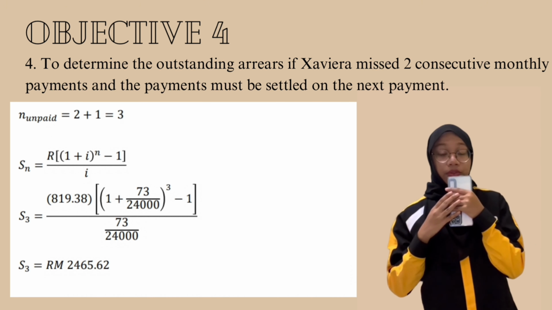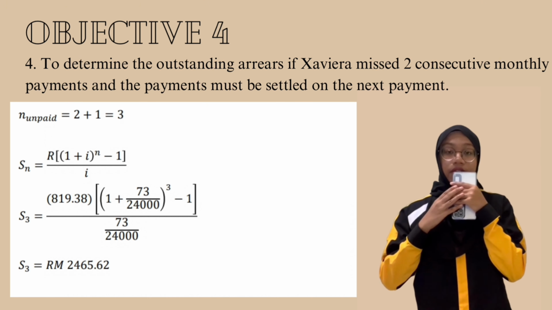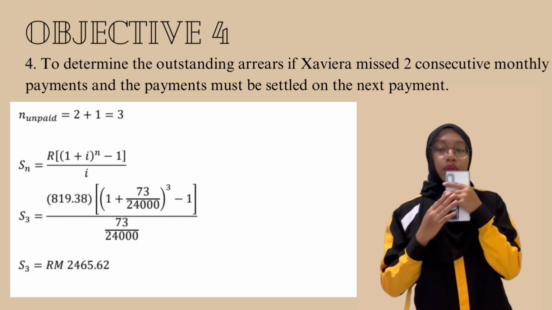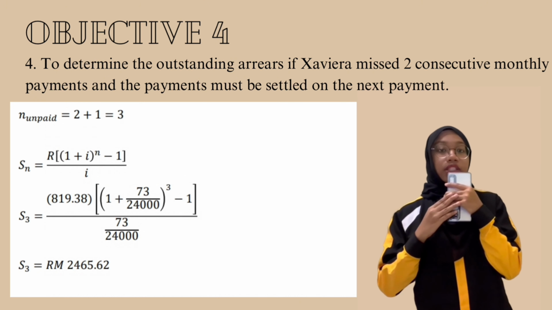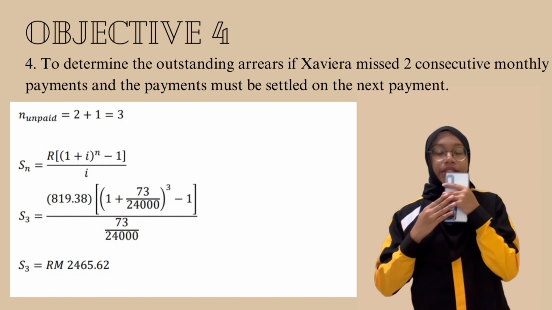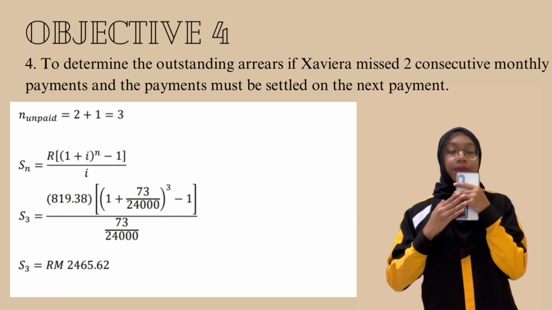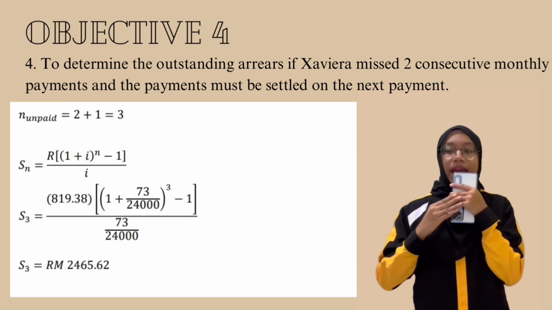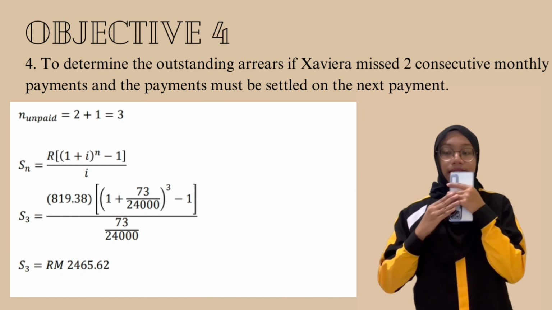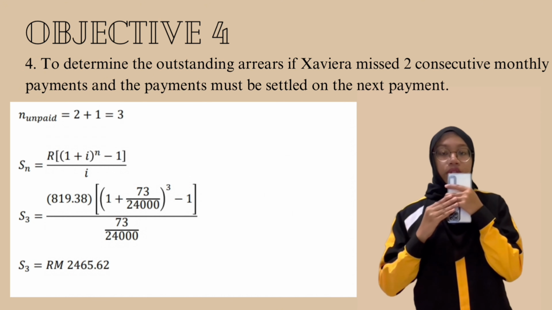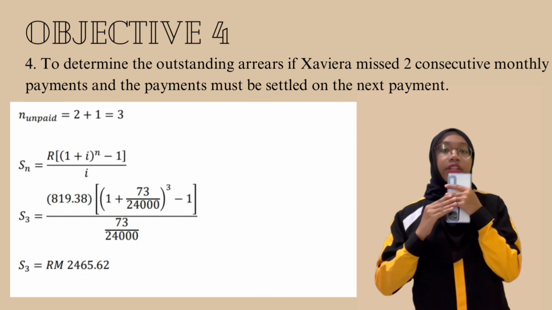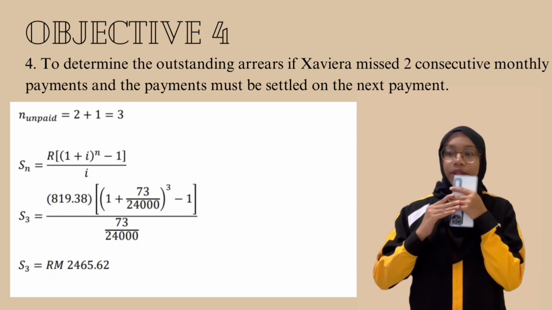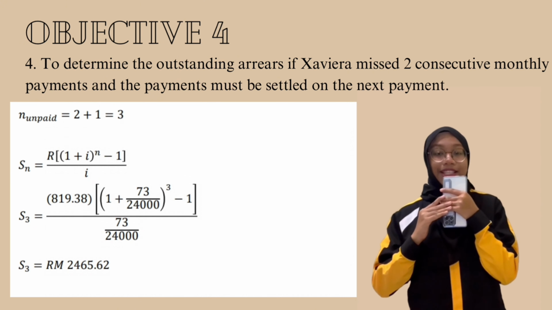For objective number 4, which is to determine the outstanding arrears if Zavira misses 2 consecutive monthly payments and the payment must be settled on the next payment, first we calculate n unpaid, which is 2 plus 1 equals 3. Using the future value formula, S_n equals R multiplied by [(1 plus i) to the power of n minus 1] divided by i. So S3 equals 890.38 multiplied by [(1 plus 73 over 24,000) to the power of 3 minus 1] divided by 73 over 24,000. The answer for S3 is RM 2,465.62.